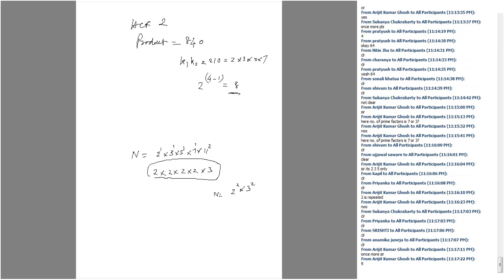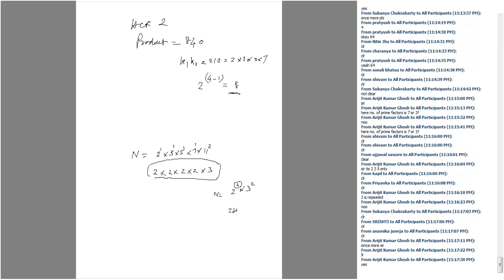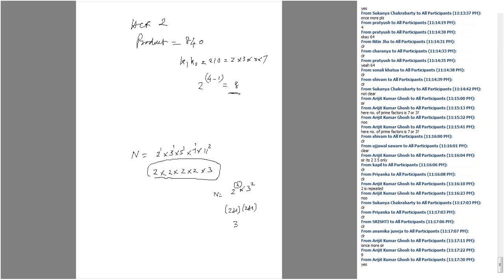How many factors does 2 square into 3 square have? What's the power here? 2 plus 1 into 2 plus 1, or not? So 3 and 3, this represents P plus 1, this represents Q plus 1. They can be the same numbers or not? Can they be the same numbers?